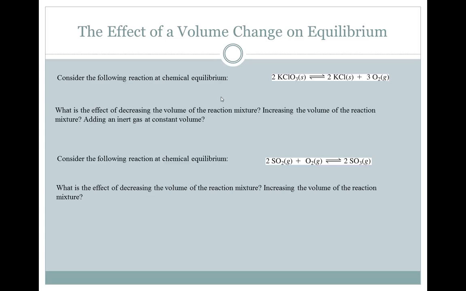Alright, so let's do a few more. Let's take this equation. This is a solid, so we're not going to count that one. This one's also a solid. Oxygen is our only gas here. What is the effect of decreasing the volume of the reaction? So we're making it smaller, so we're trying to get rid of the gas molecules. So it's going to get away from the gas. So it's going to shift left. It's going to go to the side with a fewer number of gas moles. If we increase the volume, it's going to shift to the right.